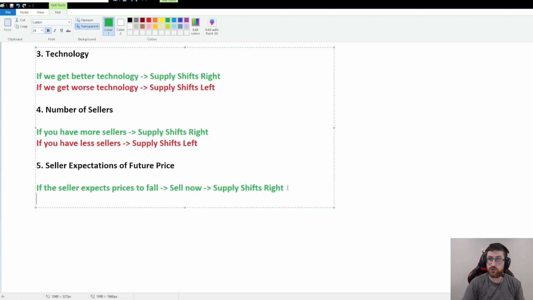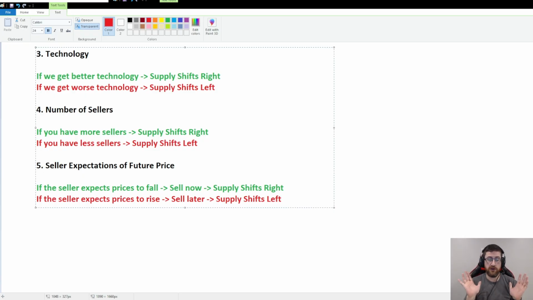Which means the opposite must be true if prices go up. Again, put yourself in their shoes. If the seller expects prices to rise, I'm going to wait. If I think the market for my house is going to go up $100,000, I don't want to sell it now unless I really have to. I want to wait on it. I'm going to sell it later. And when I sell it later, what happens? Well, supply shifts left for now. For now, I'm not offering it to the market, which means no one's getting it, which means it's not for sale, which means overall, supply shifts left.